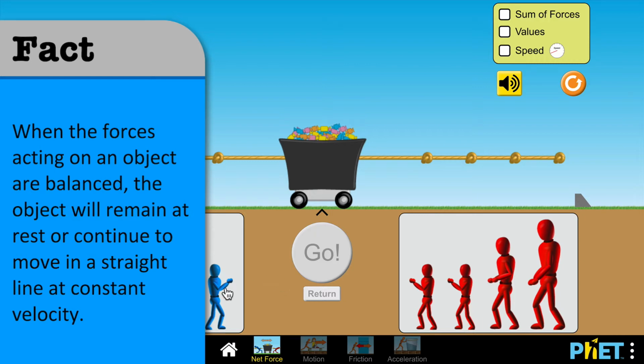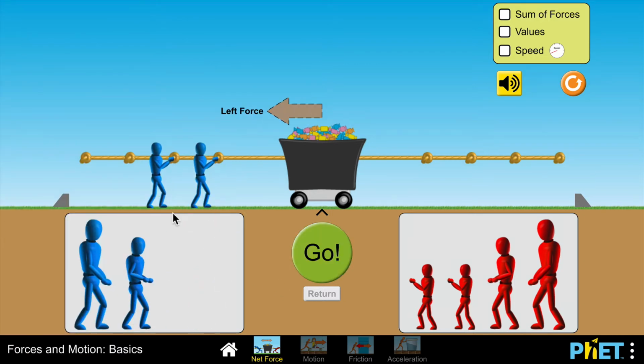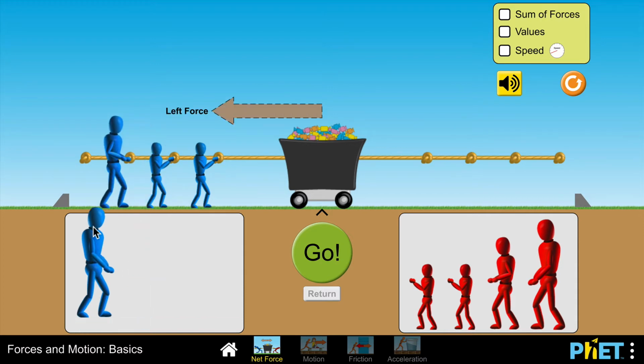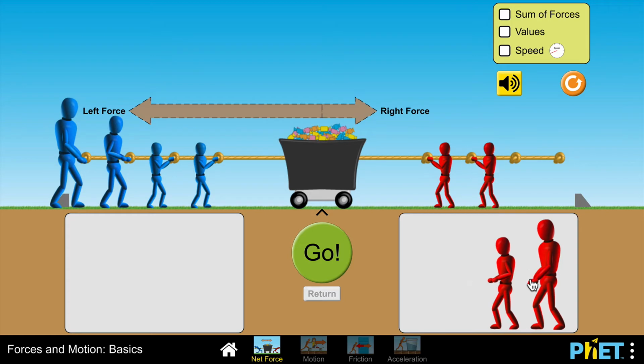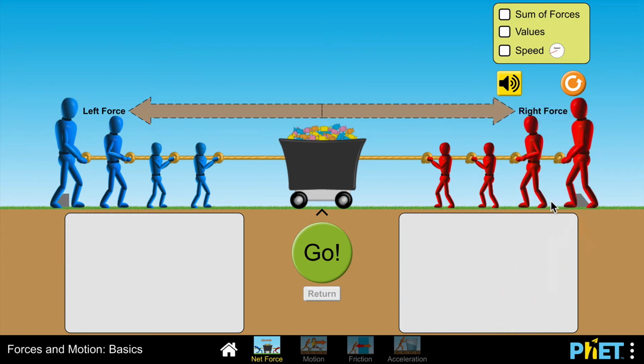So why don't we set that up with balanced forces? These guys are going to pull to the left, these guys are going to pull to the right, and if I click up here, I can see the values. The total force to the left is 350, the total force to the right is also 350 newtons. These are balanced forces, equal in size but opposite in direction.